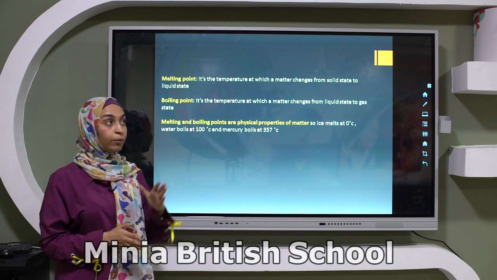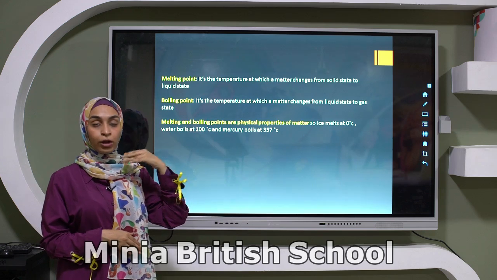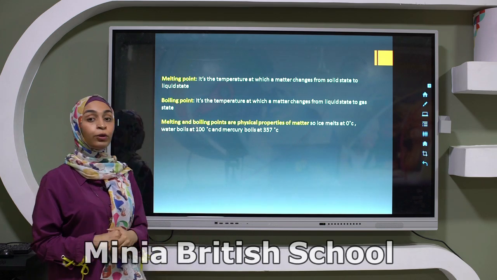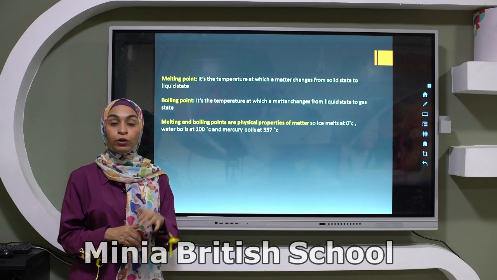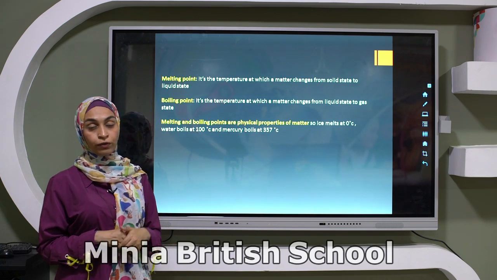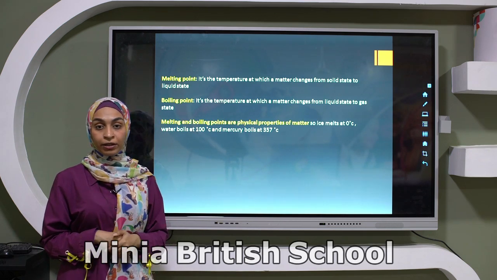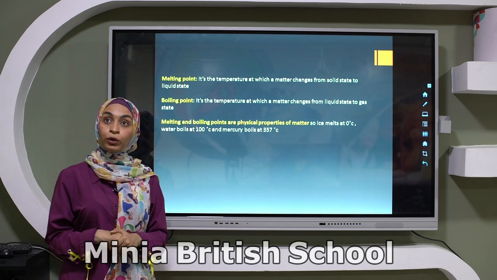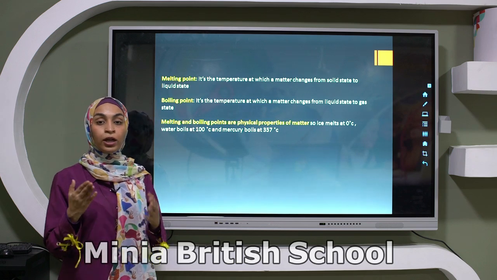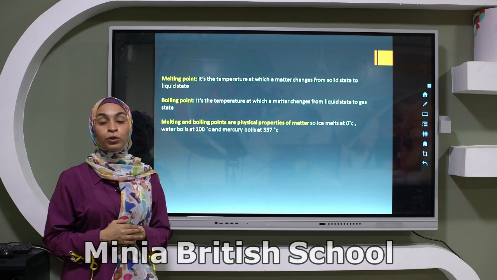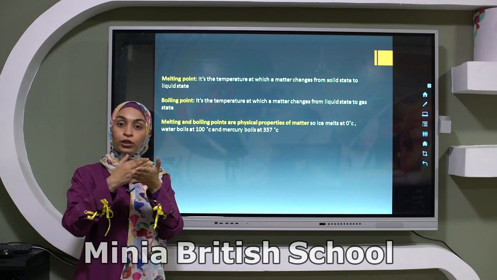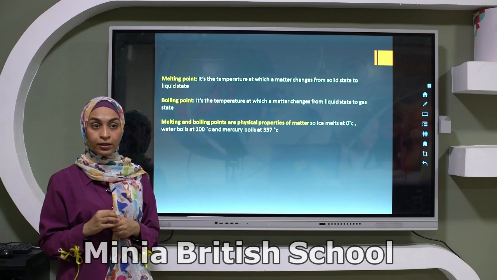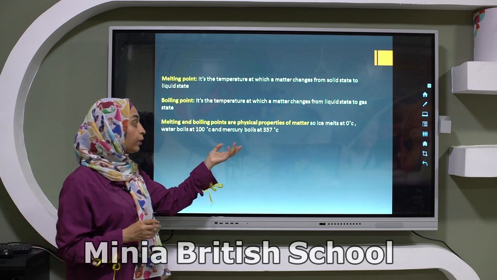So I can say that the melting point of water or ice is 0 degrees Celsius. What about the boiling point? Boiling point is the temperature at which matter begins to change from a liquid state into a gaseous state, of course by heating. So if I asked you, what is the boiling point of water? It is 100 degrees Celsius, which means that the water started to change into water vapor or steam at 100 degrees Celsius. What about the boiling point of mercury?